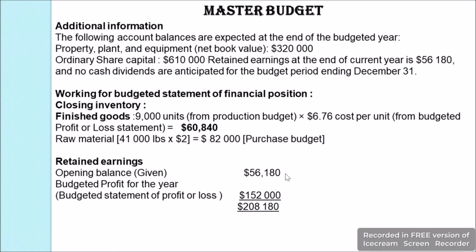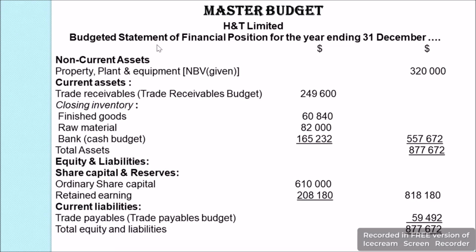So when we add this up, we get the retained earning for the budgeted period as $208,180. Now let us make the budgeted statement of financial position for H&T Limited. We start with the non-current assets, in which we have property, plant and equipment, and we have been given the net book value of this as $320,000.